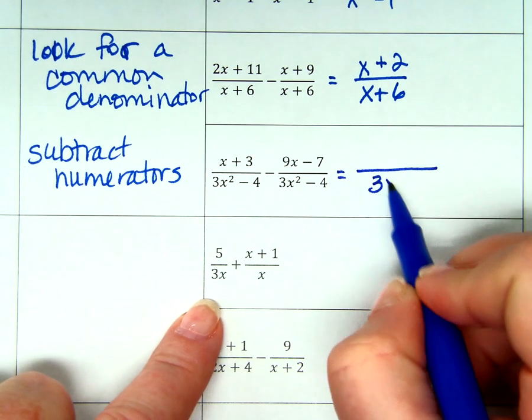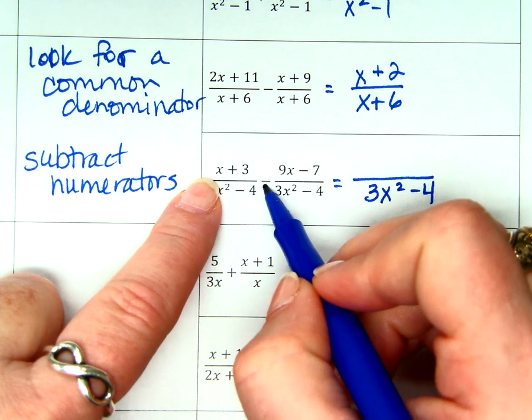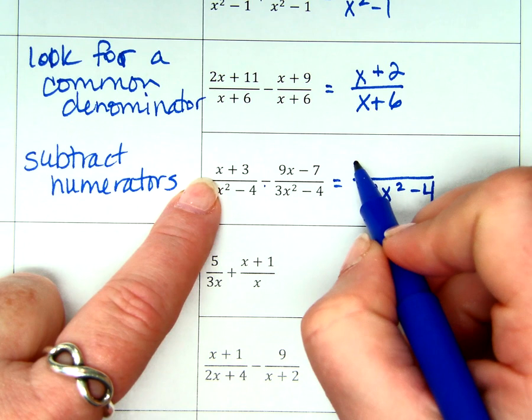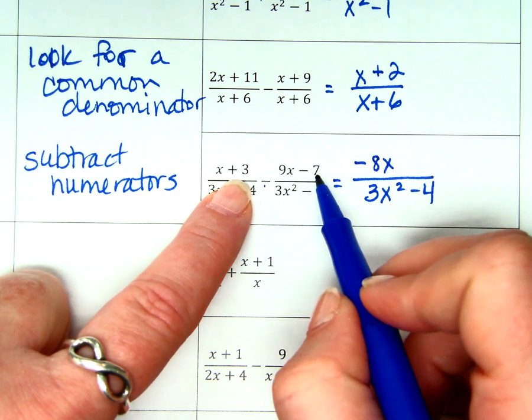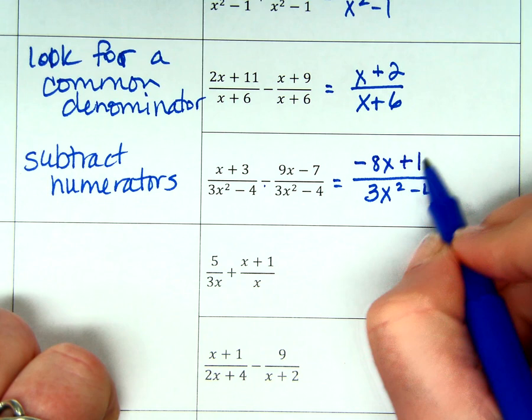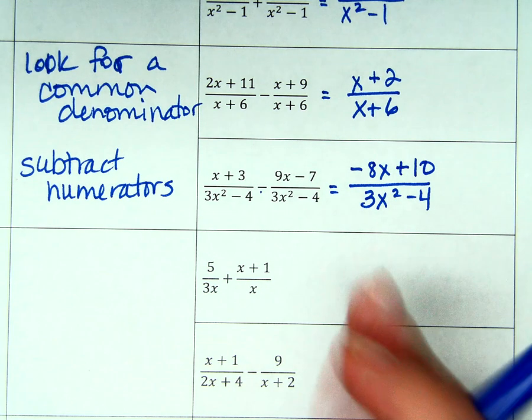Already common, so I leave it alone. And then x minus 9x. 3 minus negative 7 plus 10. We good? Okay.